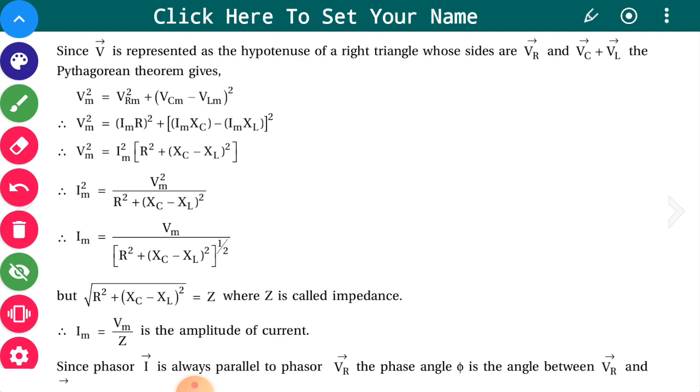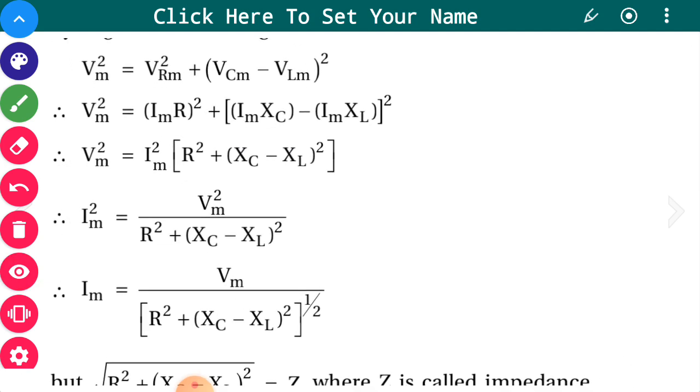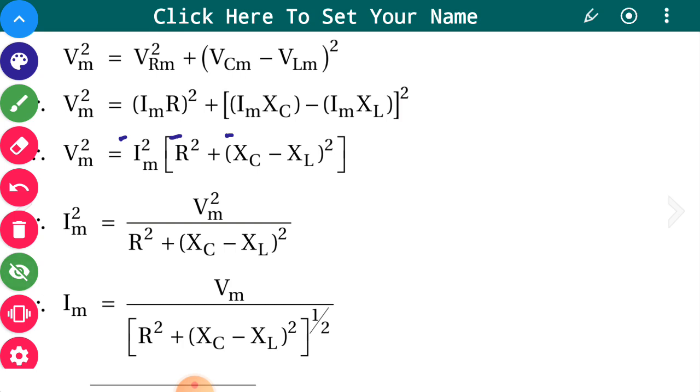So Vm square, the resultant value, is equal to VRM square plus VCM minus VLM the whole square. Now VRM is nothing but Im into R, VCM is Im into XC, and VLM is Im into XL, the whole square. Then Im is taken as common, Im is everywhere, you can see. So Im is taken common, so it becomes R square plus XC minus XL the whole square.